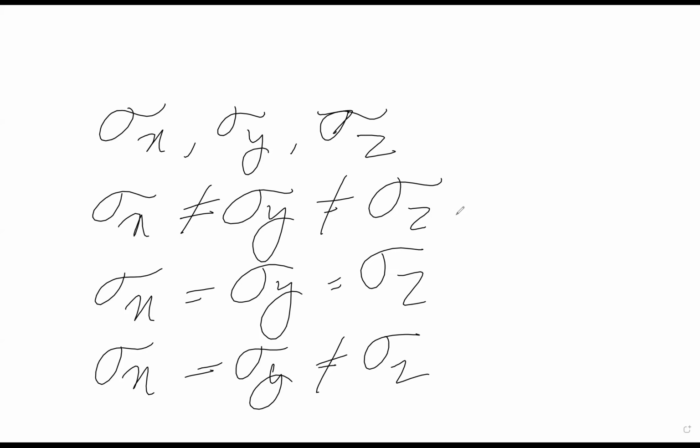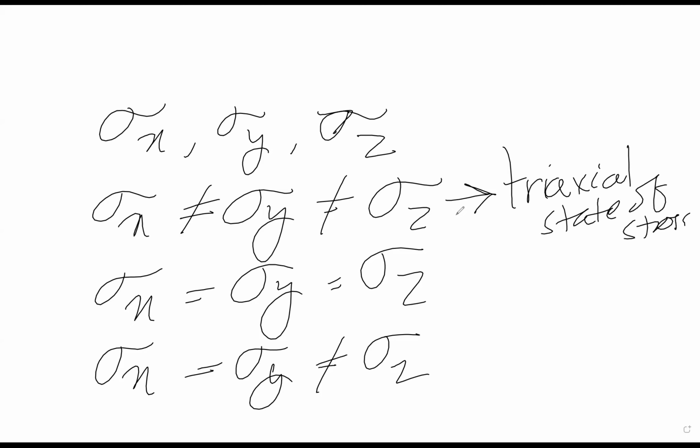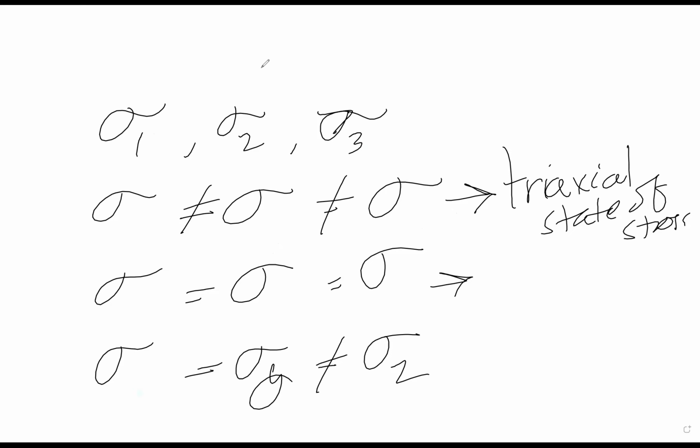If all the stresses are unequal, that is called the triaxial state of stress. If all the stresses are equal to each other, then this is all about the principal stresses. So I am writing this equation, some modifications will be made here. These are all the principal stresses, so sigma 1, sigma 2, and sigma 3 in terms, that will be better.